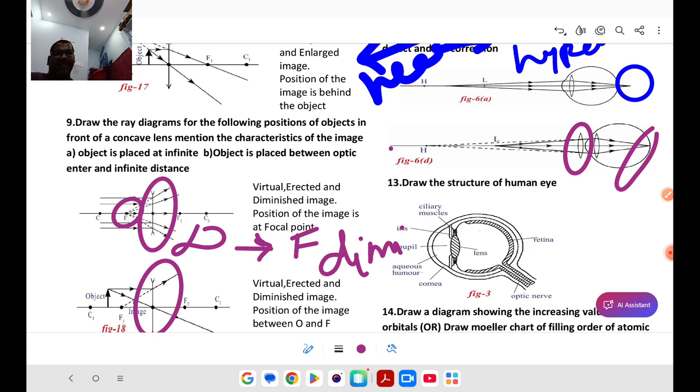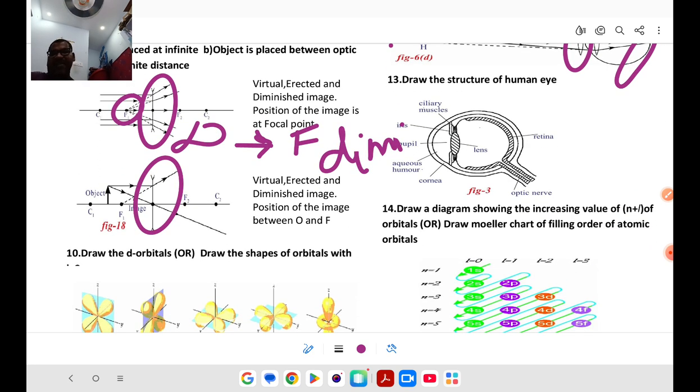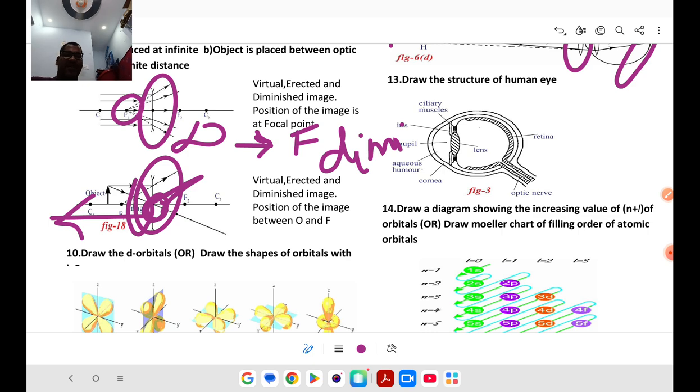When the object is placed anywhere between the optic center and infinity, you always get the image between f and optic center. Wherever you place the object for the concave lens, before the lens, you'll get the image between focus and optic center. So it is always a diminished and virtual image. Okay, next.